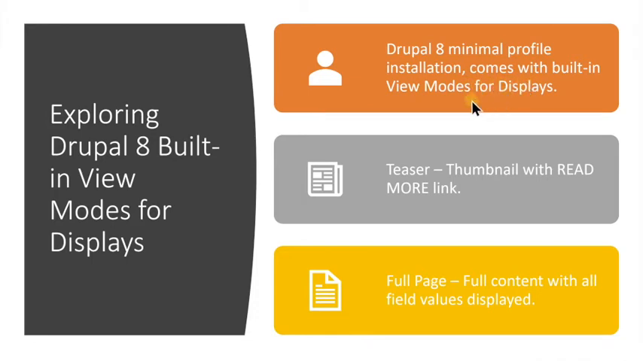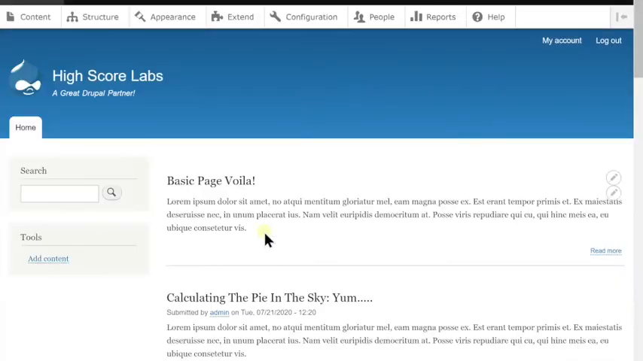Minimal profile comes with some built-in view modes. We have teaser, like we just said, which is the short version of the content, and then the full page content, and some others like block, comment, and taxonomy view modes as well. From our main page, we see a title for our content, a body, and a read more link. These are all teasers.